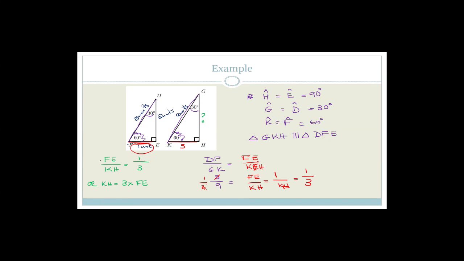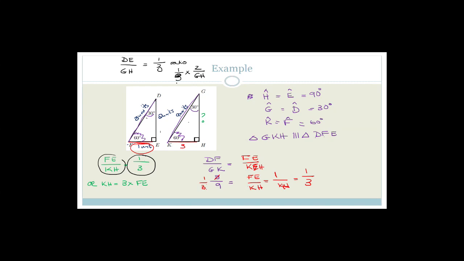Let's write it up there. So we need to do it in the same order. So we're going to go from this triangle to this triangle. So we're going to go DE over GH, because that's the same order. And it has to have the same ratio. So it equals 1/3. That's the ratio, right? But DE is 2 units. Do you understand that?